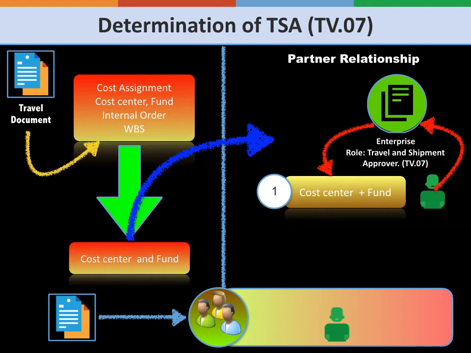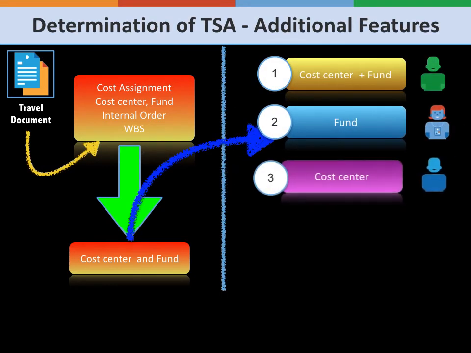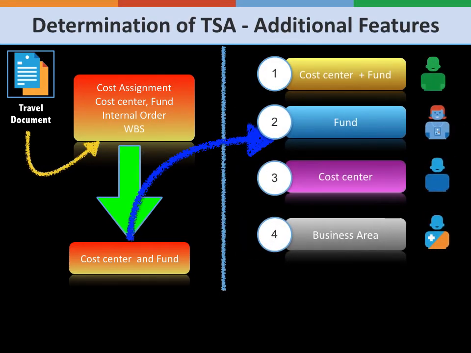Since this particular functionality is a little tricky, we have given a certain amount of additional features for defining your certifying officers in multiple hierarchical levels, based on the organizational hierarchy which is available in our controlling and funds management module. Step 1, the system will find the exact cost center and fund combination and look for the agent in the partner relationship table. Whether it finds one or not, it goes to the same table looking only for the fund. The agents were assigned for the approval of the fund. The next one is it will look only for the cost center, and then it looks for the business area.